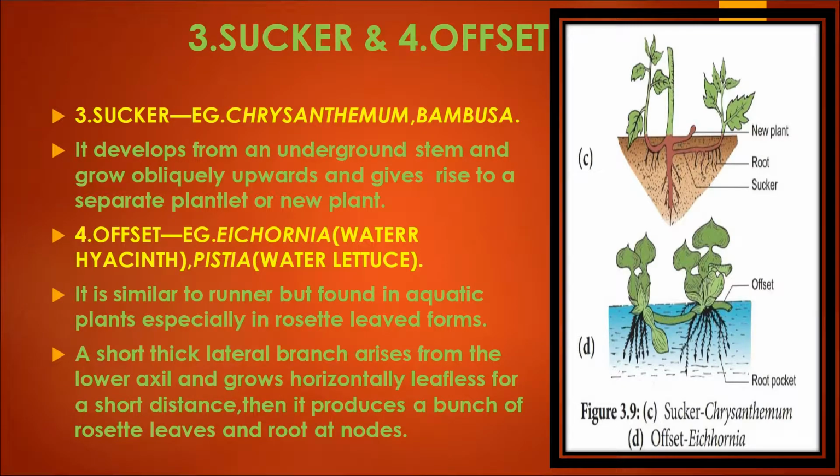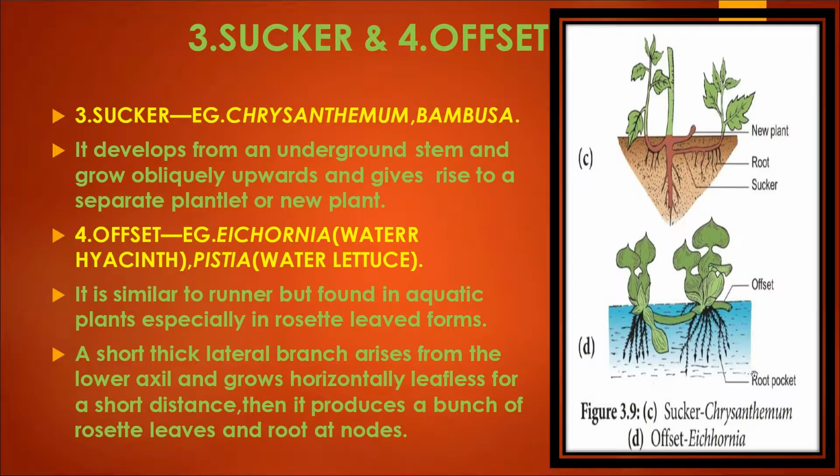The third one is sucker. Sucker, example chrysanthemum and Bambusa. Bambusa is bamboo. So here the underground stem develops and grows obliquely upward and gives rise to separate plantlets or a new plant. And we can cut here and propagate this as an individual plant.